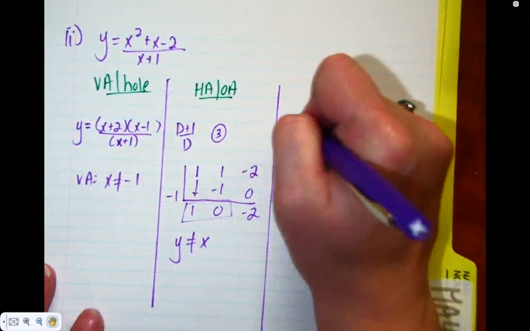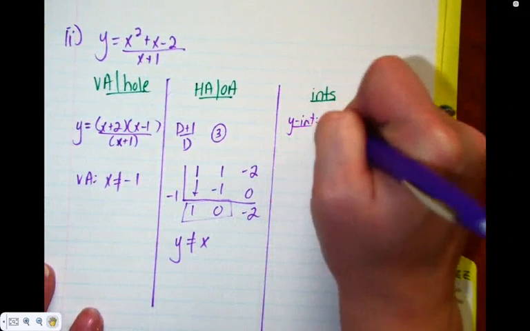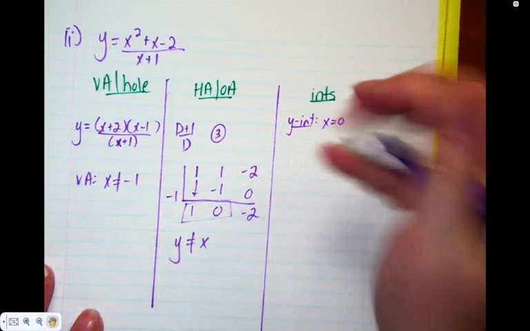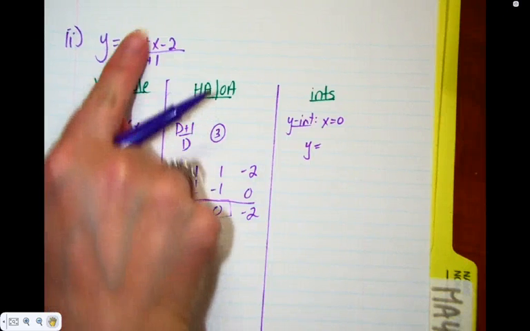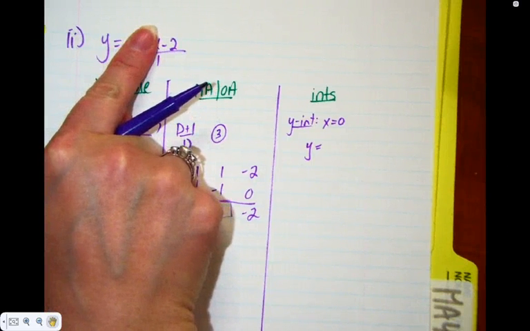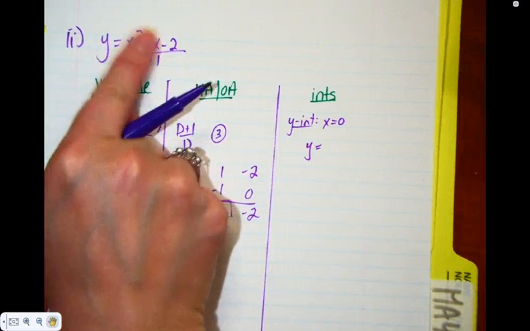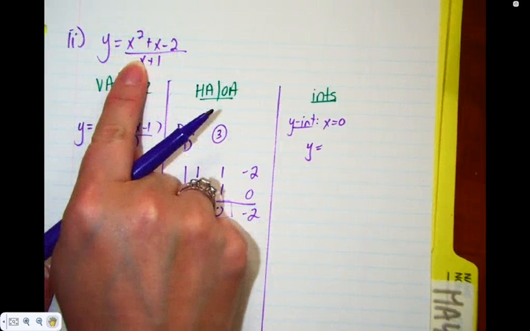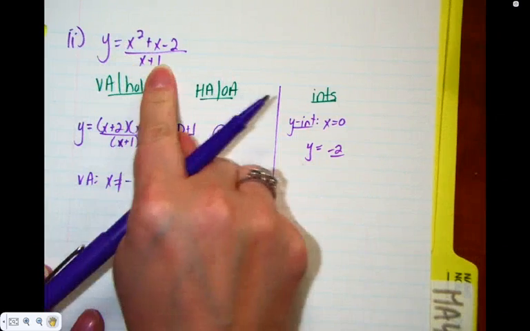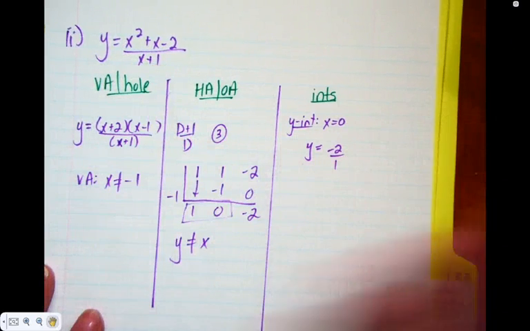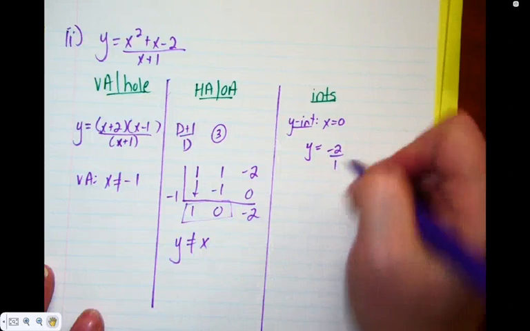Intercepts. I always start with y. I don't know why, I just do. Again, what I do in my head is I just cover everything that has an x because I know they're all going to turn out to be 0. So just to speed up the process, what's left on the top that doesn't have an x? A -2. And what's on the bottom that doesn't have an x? A 1. Simplify it, -2 divided by 1.